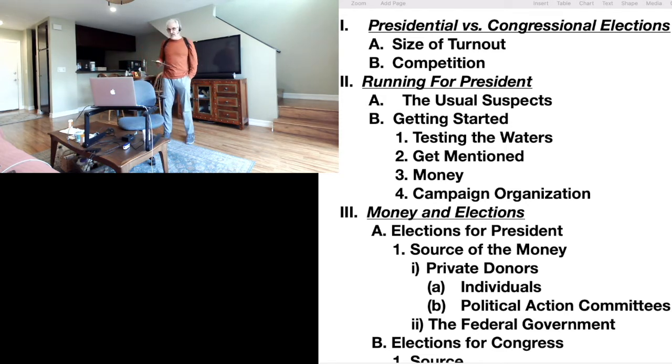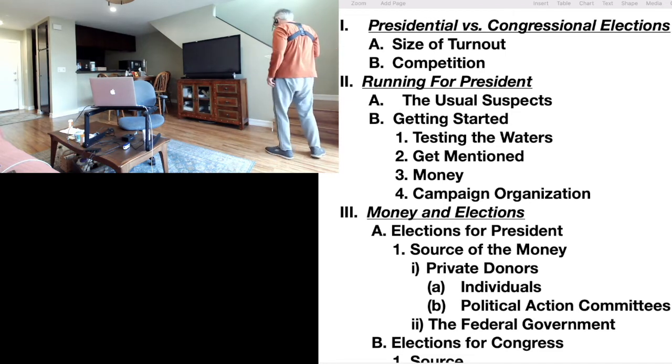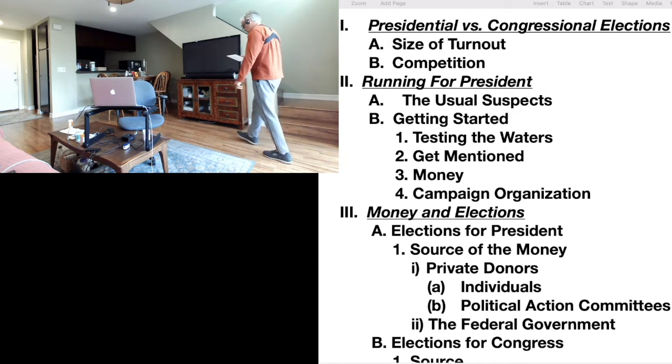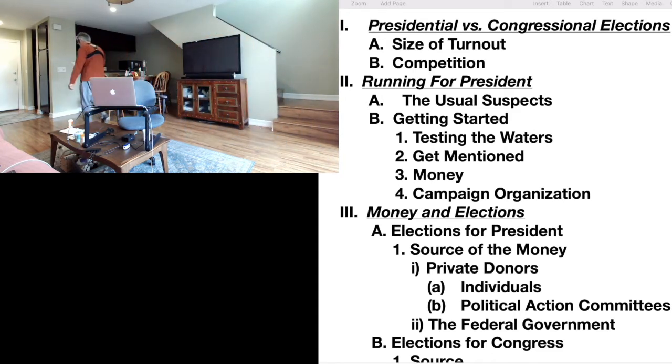Roman numeral number 3, money and elections. So I'm going to give you some numbers. You don't have to write them down. Just note the trend in the numbers. Here we go. 1996, $2.2 billion was spent on federal election. 2000, number went up to $3.1 billion. 2004 went up to $4.1 billion. 2008, $5.3 billion. 2012, $6.3 billion. 2016, $6.5 billion.